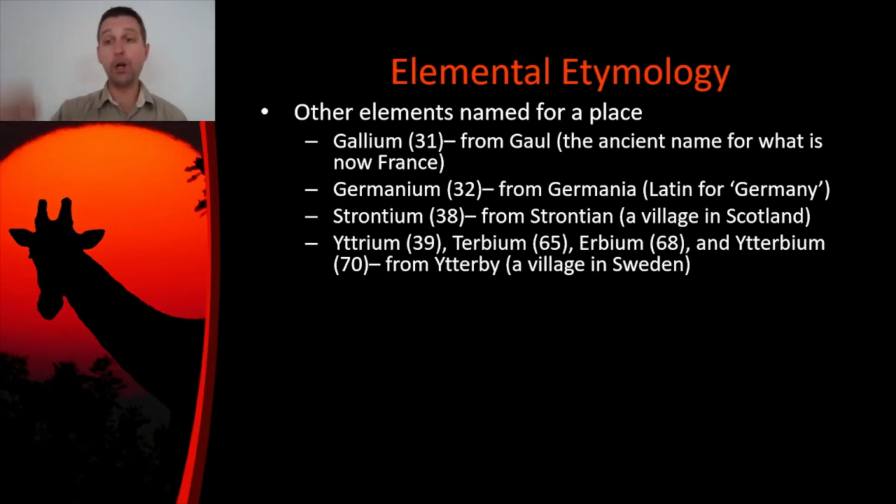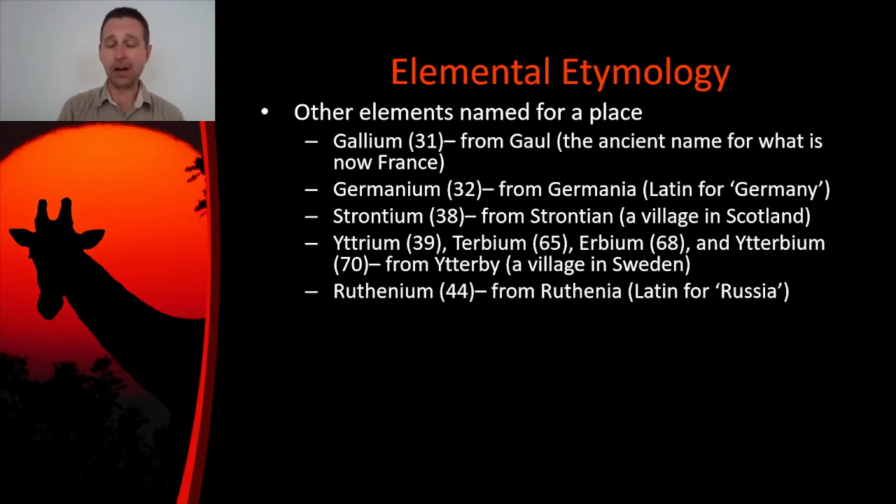Yttrium, terbium, erbium, and ytterbium are all named for, and I'm not gonna try to pronounce this in the native Swedish, Ytterby, which is again a small village that is pretty close to Stockholm. As it turns out, there are a lot of ores that are gotten from that particular area, the area of that village, and they were able to isolate 4 different elements from those particular ores, and then they were all ultimately named after forms of the name of that village. So that's actually pretty cool. 4 elements in one right there.